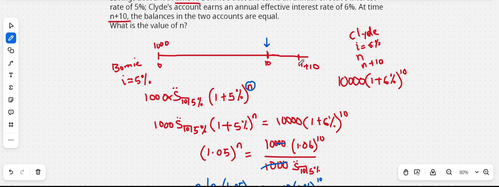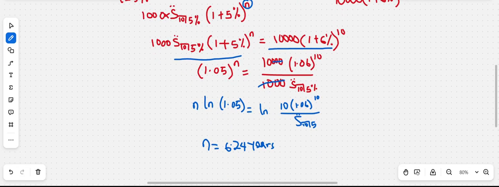But one thing we know that at time n plus 10, the balance in both accounts are equal. So let's say we made the payment at time n, and then the money will grow for 10 years to make up the n plus 10. That's why we multiply this with this factor here, and so we have that. So at time n plus 10, both balance in the account are equal, and that's why we equated this. And when we resolve, I was able to come to this.